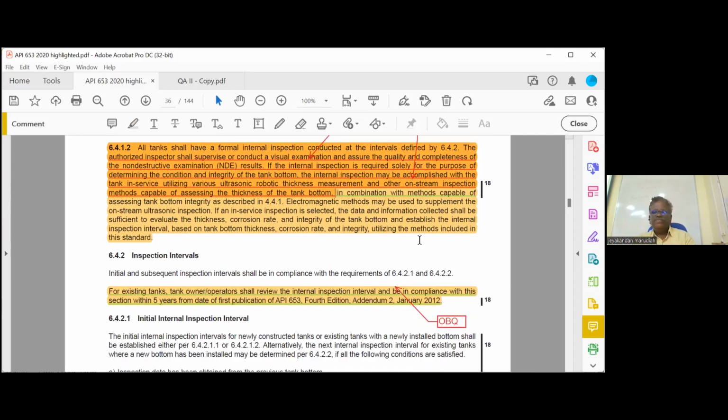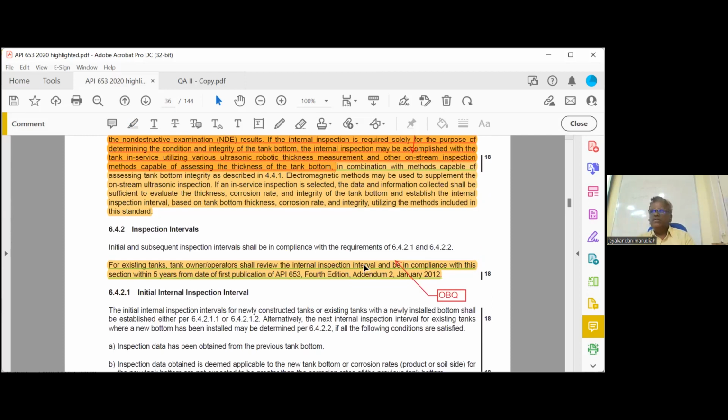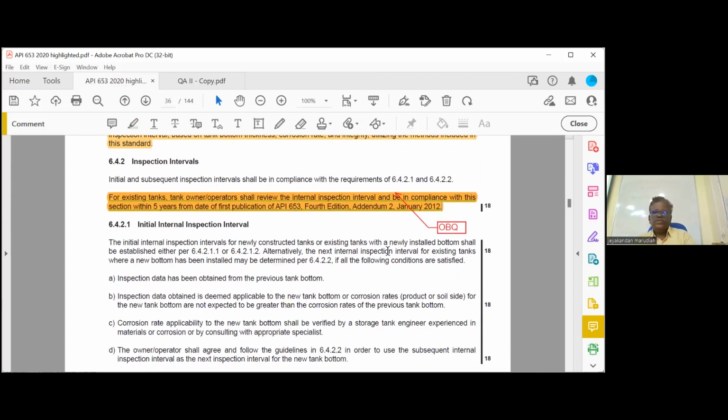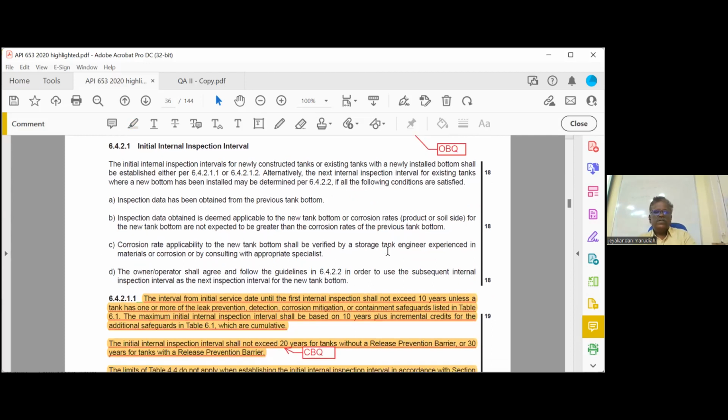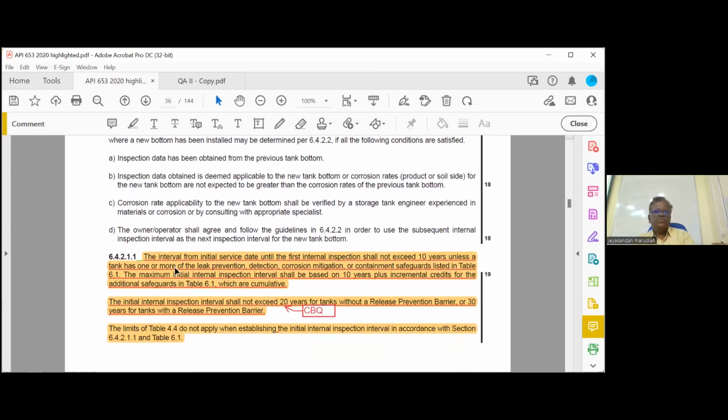Now inspection interval. When any new edition comes, within 5 years, we have to use this edition. For example, the last edition was revised in 2012. So within 5 years, you have to change it to the latest edition. That is an open book question. For existing tanks, the owner shall review the internal inspection interval and be in compliance with the section within 5 years of the date of first publication of January 2012. Then this is what I said, 6.4.2.1.1.